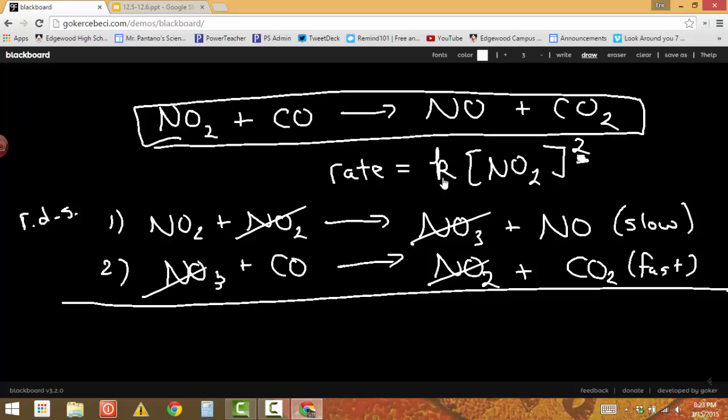Now, does that mean we can write a rate law from a mechanism? Well, technically you could suggest a rate law from a mechanism, but usually mechanisms are used to prove whether or not rate laws are accurate or not. Okay, that's what they're for.